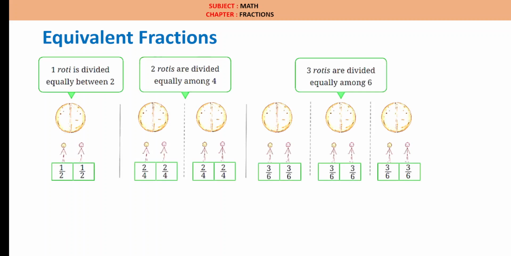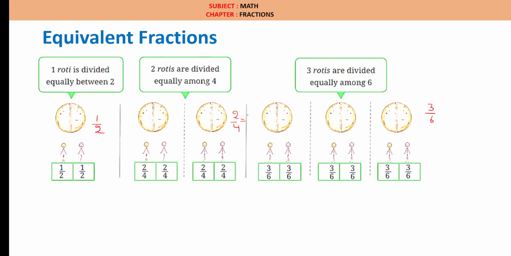Equivalent fractions. See here, one roti is divided equally among two persons. So each person will get half a roti. If two rotis are divided equally among four, then each person will get 2/4 of the roti. If three rotis are equally divided among 6 persons, then each one will get 3/6.